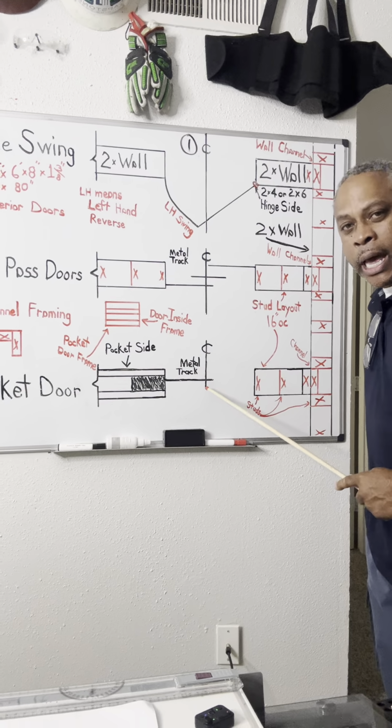Center line. This stands for center. It's a C, but there's a line through it. And it could be a line with an L, center line. Metal track above the pocket door.